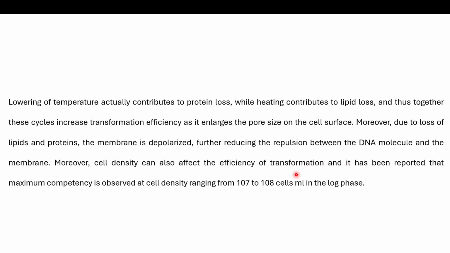Okay. And cell density can also affect the efficiency of transformation. There should be a proper ratio between how much foreign DNA has been introduced and how many cells, or what is the concentration or the number of cells in a particular volume present to take up that foreign DNA. So the cell density can also affect the efficiency of transformation, and it has been reported that maximum competency is observed at cell densities ranging from around 10 to the power 7 to 10 to the power 8 cells per ml in the log phase. Okay. It should be like 10 to the power 7 and 10 to the power 8. It can't be in the range of hundreds, that is too less.